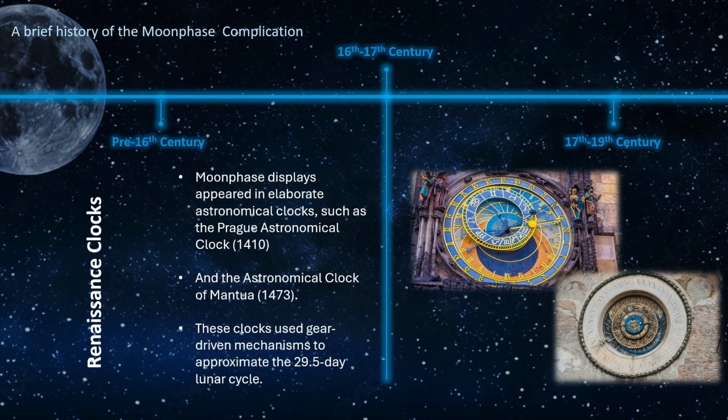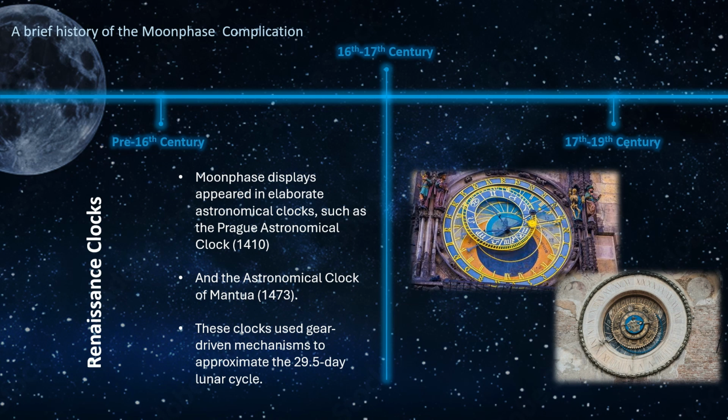The birth of the moon phase complication in clocks. The moon phase complication first appeared in mechanical clocks during the Renaissance, a period marked by advancements in astronomy and horology. Clockmakers in the 16th and 17th centuries began incorporating moon phase displays into elaborate astronomical clocks, often found in town squares or cathedrals. These clocks not only told time, but also displayed celestial information, including the phases of the moon, as a way to demonstrate the harmony between heaven and earth.